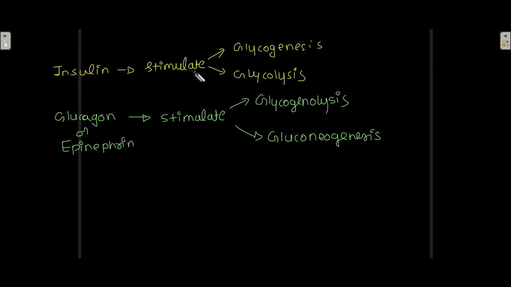So insulin stimulates glycogenesis and glycolysis. Glycogenesis means synthesis of glycogen, that is the use of glucose, and glycolysis means the breakdown of glucose. So in both the processes, the concentration of glucose is reducing, and insulin stimulates that reduction of glucose concentration, whereas glucagon or epinephrine stimulate glycogenolysis or gluconeogenesis, that is breakdown of glycogen into glucose and synthesis of glucose from non-carbohydrate precursors. So in both cases, glucose is forming, and that is the reason why these two are increasing the glucose concentration, and insulin is reducing it.